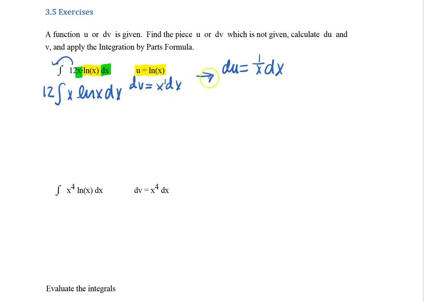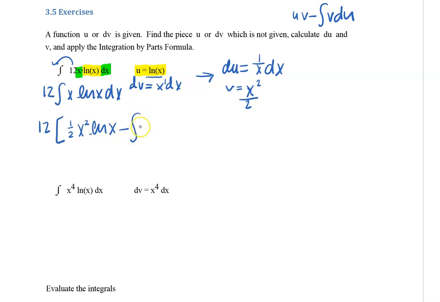So I'm going to add 1 to the exponent. That gives us, let's see, v would be equal to x squared divided by 2. So again, you've got to be in the mindset of one part being derivative, one part being integrated. Now our formula is uv minus the integral of v du. So I'm going to say 12, let's see, uv, so I'm using u and v, so it would be 1/2 x squared ln x minus the integral of v, which was 1/2 x squared, times du, which is 1 over x dx.